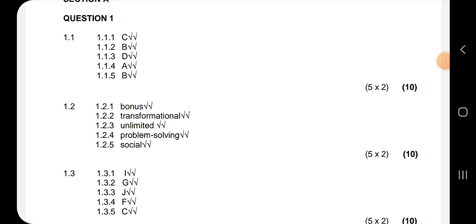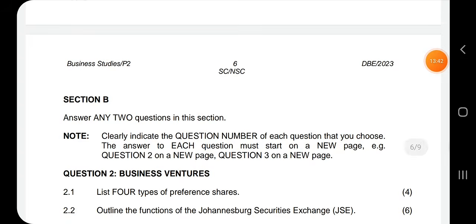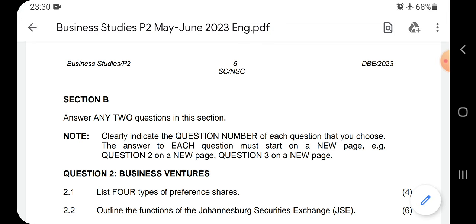So if you didn't catch the answers, here they are as a recap for question 1, and that is how you gracefully get your 30 marks. All right. Section B, answer any 2 questions in this section. So we'll start with business ventures, which is question 2. List 4 types of preference shares and outline the functions of the Johannesburg Security Exchange. So pause the video, try to write this down, and then play the video again to see the answers.